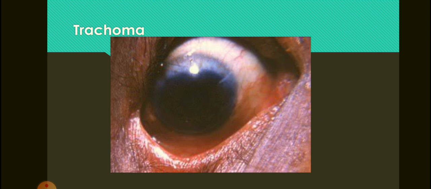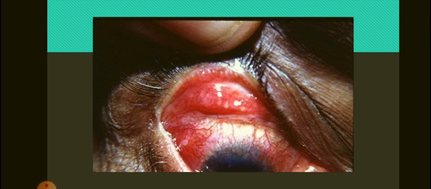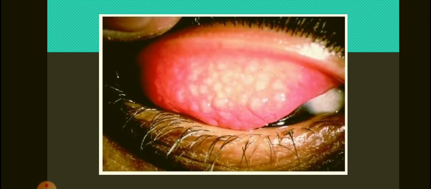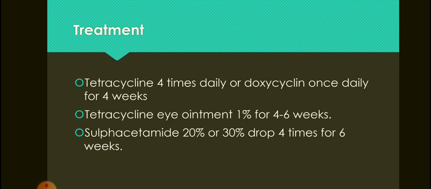In case of lacrimal sac, trachoma can also lead to chronic dacryocystitis. So you can see the changes of the ocular structures in the pictures also. There is the follicle formation. Now let's move to the treatment options. So what are the treatments?